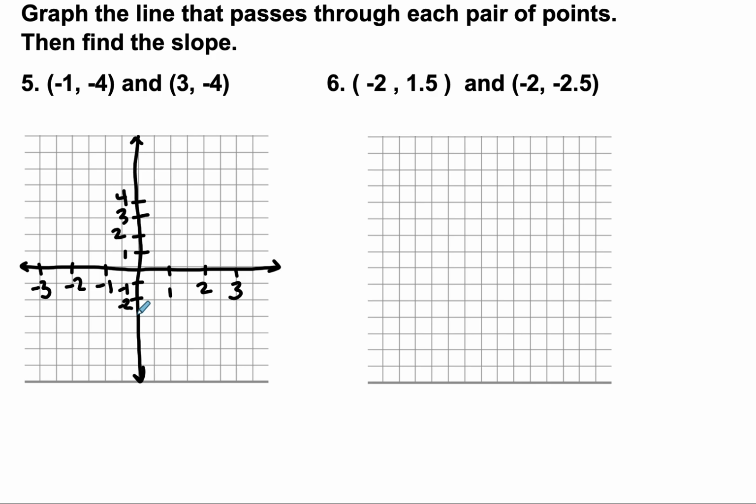Your X and Y numbers don't have to go up consistently. So here I did 1s for every 2 spaces. Here I did 1s for every 1 space, just based on the numbers I knew I'd need. -1, -4: over -1 down to -4 would be right here. 3, -4: over 3 down to -4. That is going to be a 0 slope. That line is flat like the floor.